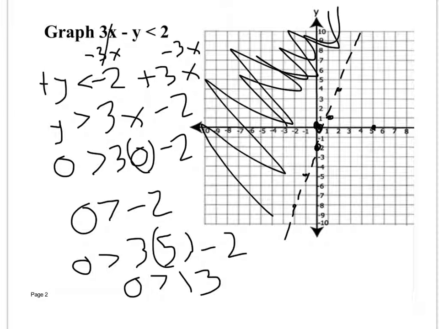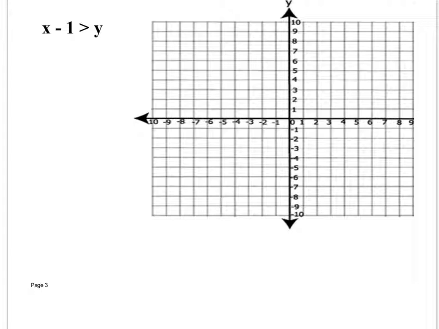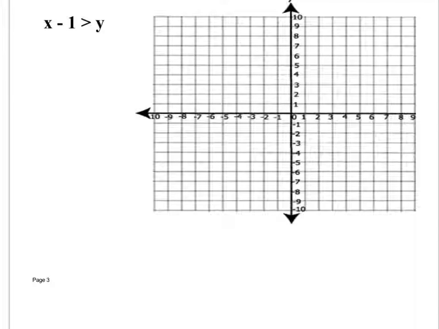All right, write this down. x minus 1 is greater than y. Is y already by itself? Yes, so I can graph it. My y-intercept is at negative 1. My slope is 1 over 1. So I do that a few times in both directions. Is this a solid line or a dashed line?